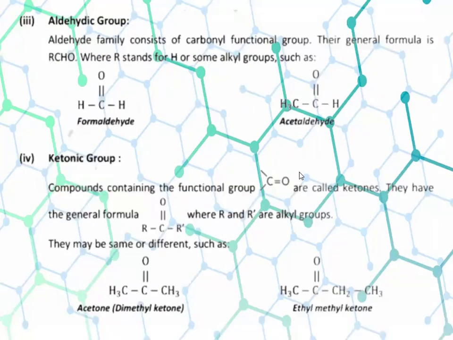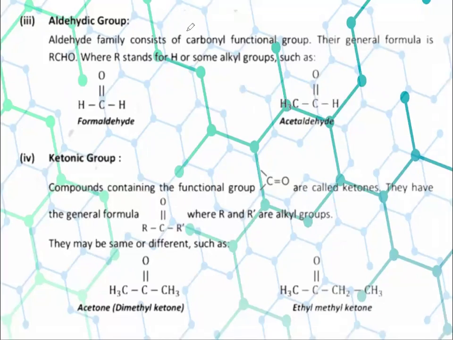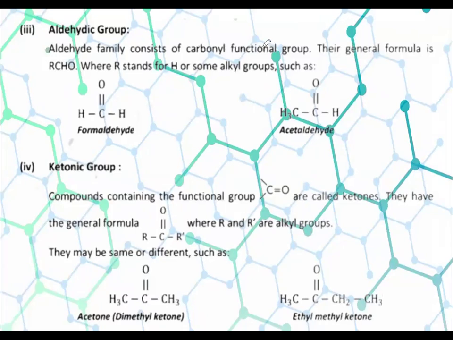Moving toward the third one, that is the aldehydic functional group. Aldehydes are a family consisting of the carbonyl functional group. Their general formula is RCHO, where R stands for alkyl radicals. R in the aldehyde is H, or any alkyl group. In the example, you can see clearly that this is H, this is R, and here CHO is present. This CHO is collectively known as the aldehyde functional group.